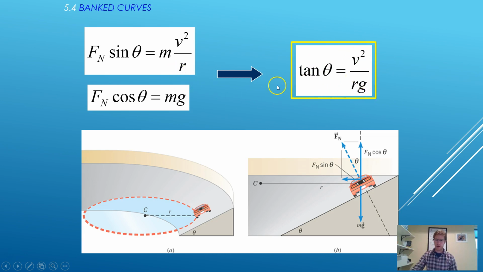Notice the mass doesn't matter. You could give this to the engineers and say, hey, make your angle this angle based on the recommended speed, acceleration due to gravity, and the radius of curvature for that portion of the road. You might have done an inverse tangent of both sides. That's fine. I just left it as tangent of theta. Pretty cool, right?